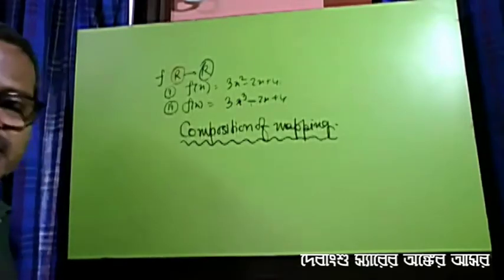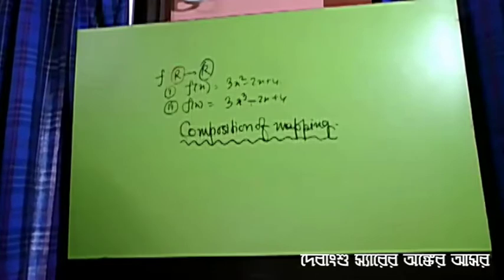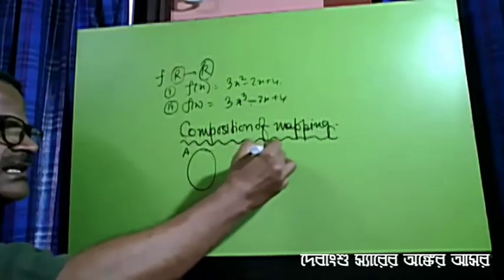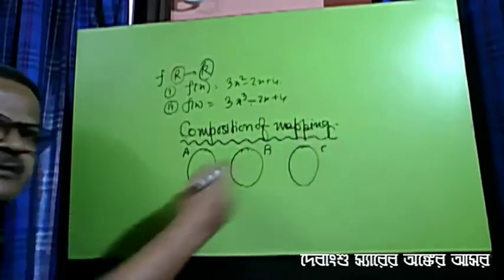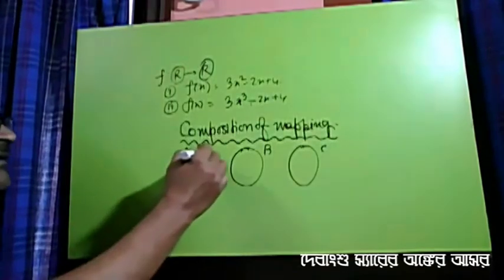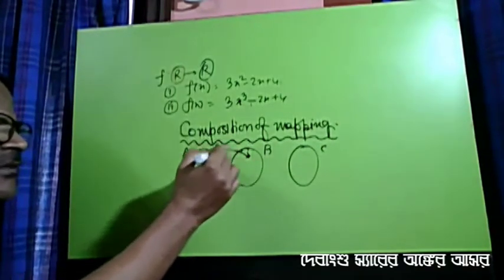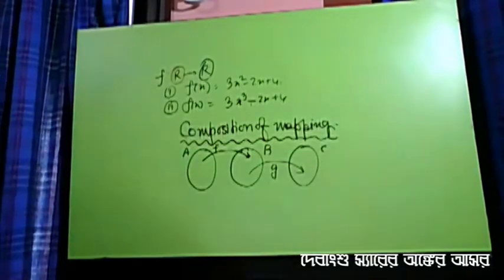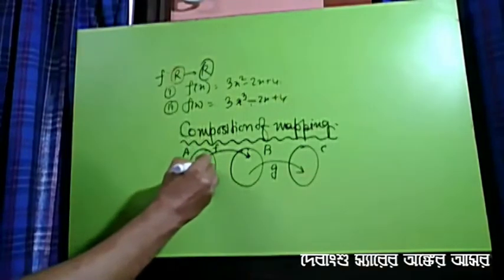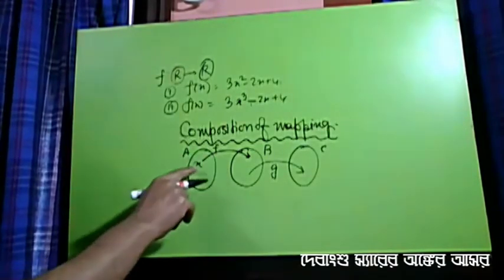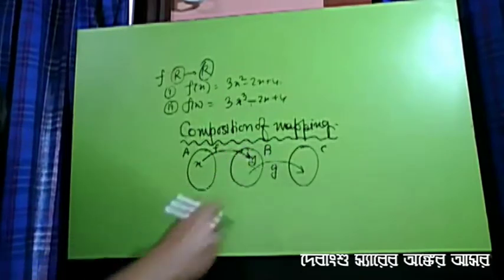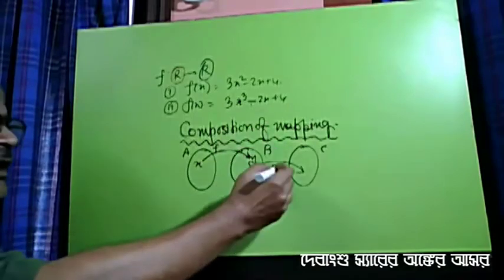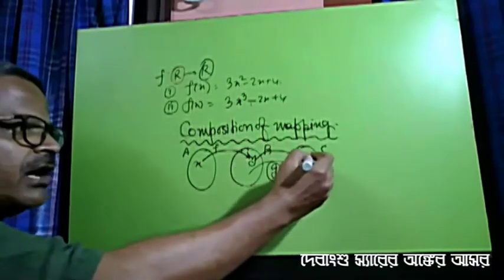Next comes composition of mappings. This is a very easy part. Let this be a set A, this another set B, this another set C. A, B, C may be equal, may not be. Then there is a mapping f from A to B, and there is another mapping g from B to C. Let x be an element of A. f maps x to y in B. And since g is a mapping from B to C, under g there is an image of y also in C.